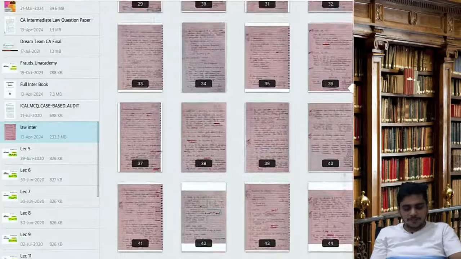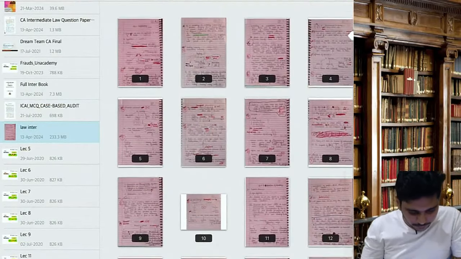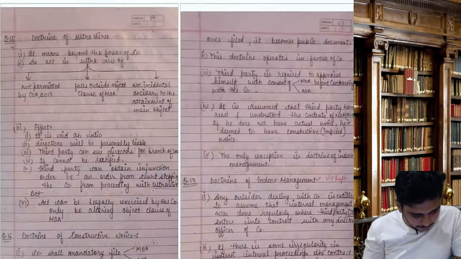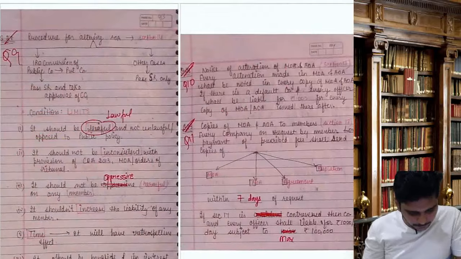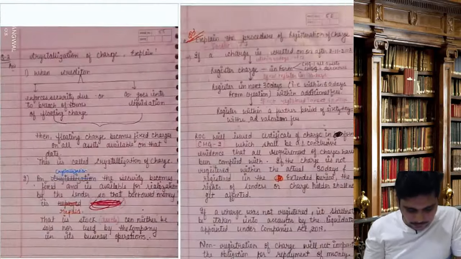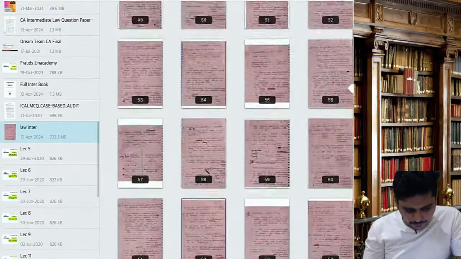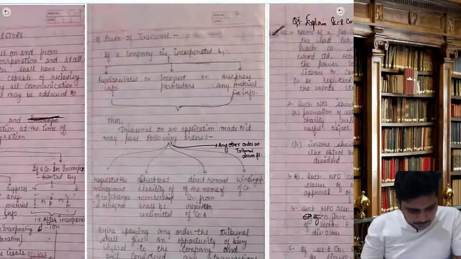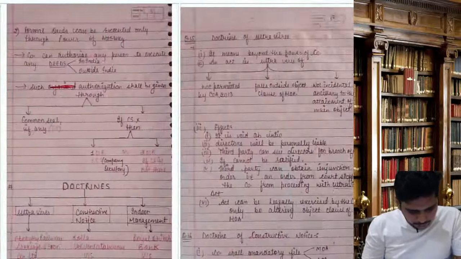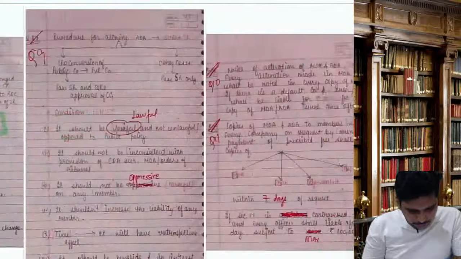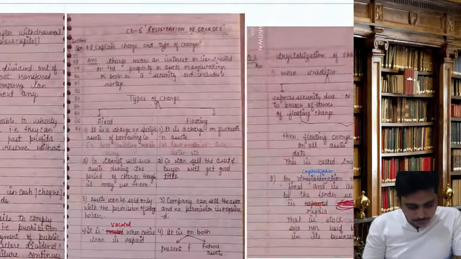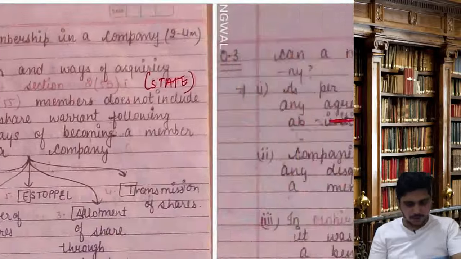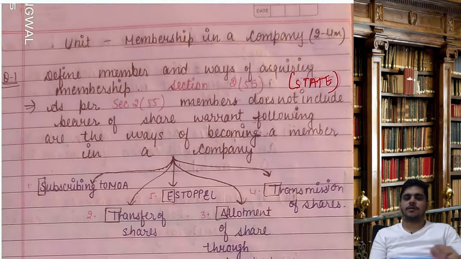Okay? Now, come to a chapter called membership. Again, very simple. I'm not getting membership in my book. Yeah. Membership. So define members and ways of acquiring membership.